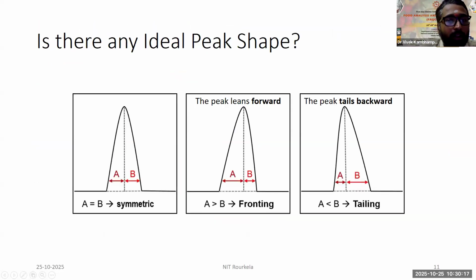That peak is called the symmetric peak. Symmetric peak means what? If you divide that peak into two different sections, then area A and area B should be the same. A should be equal to B. In the fronting peaks, the area of A is a little greater than B. Whereas in the tailing peak, it's reverse. The peak tails backwards, right? So these kinds of peaks are possible.